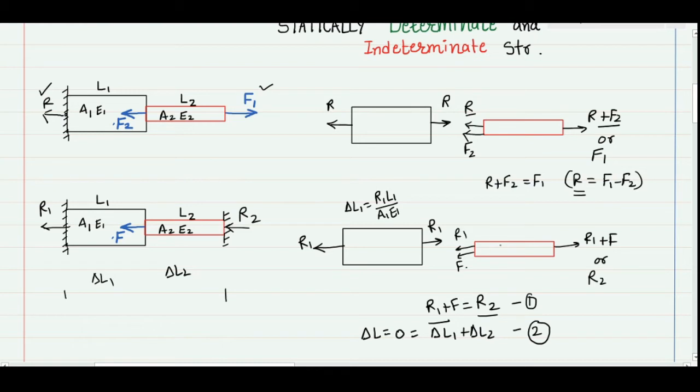Similarly, for the second member, I can write considering R1 plus F as force. So my change in length will become what? Change in length will be R1 plus F multiplied by L2 divided by A2 E2. So when I put this del L1 and del L2 in the second equation, I will get a relation between R1 and R2, or I will get the value of R1, and that I can use to get the value of R2.